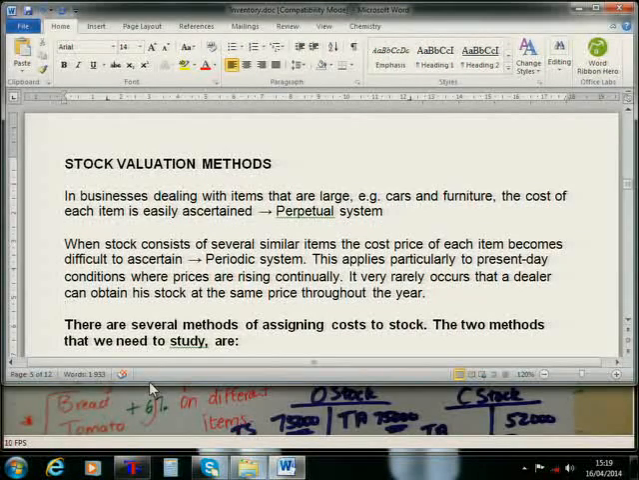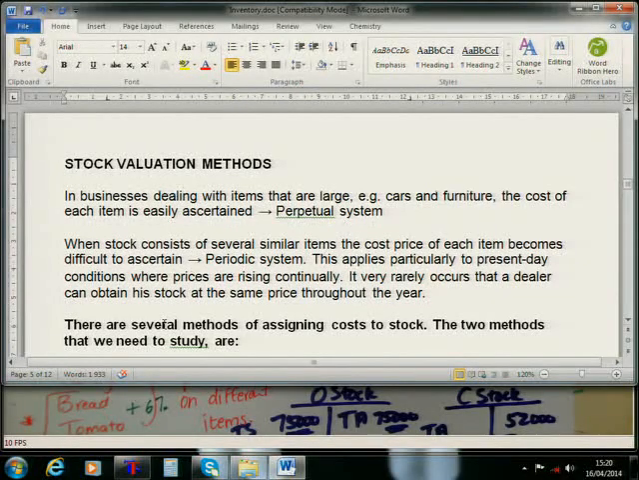This is the periodic system. This applies particularly to present day conditions where prices are rising continually. It very rarely occurs that a dealer can obtain his stock at the same price throughout the year. If you buy beds, of course the amount that you're going to pay on the first of the year is going to be less than the amount that you pay halfway through the year or the end of the year.